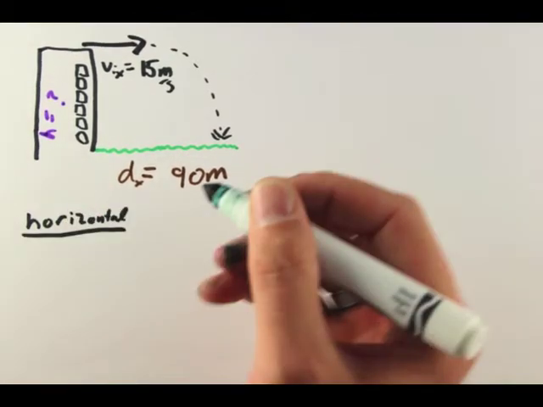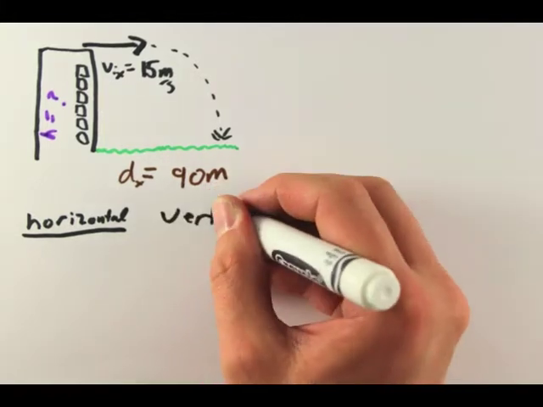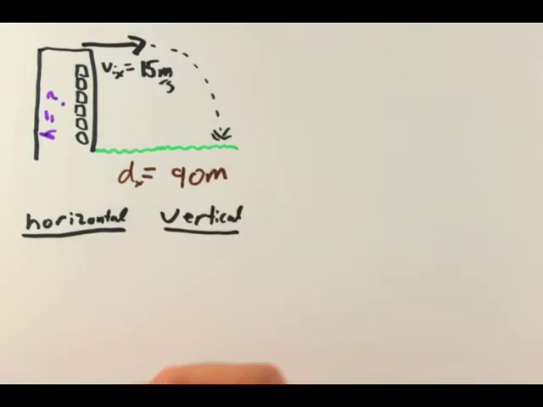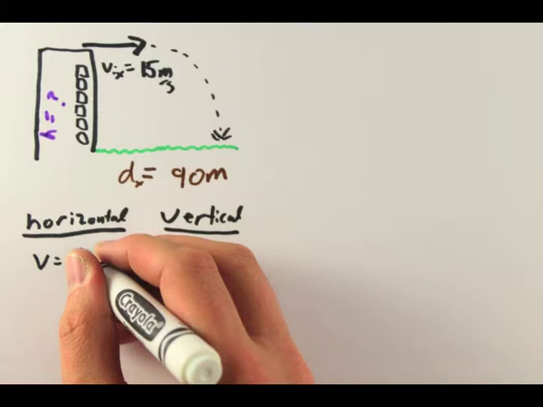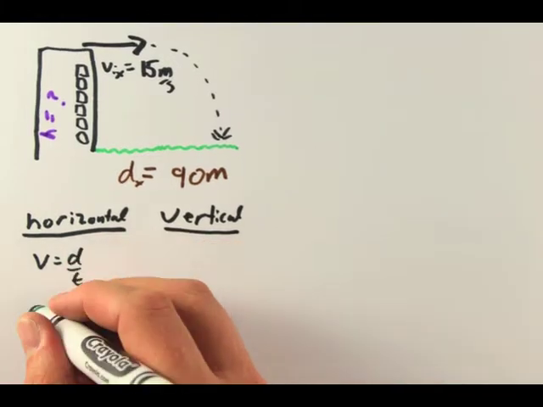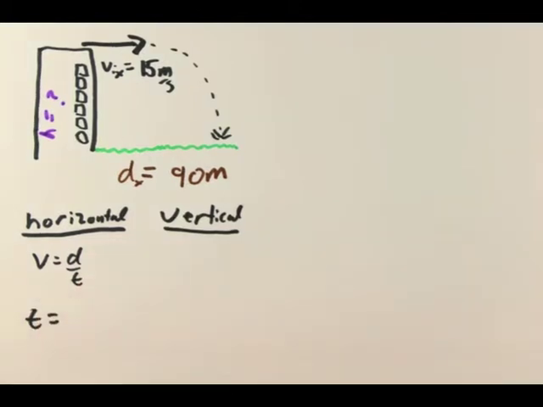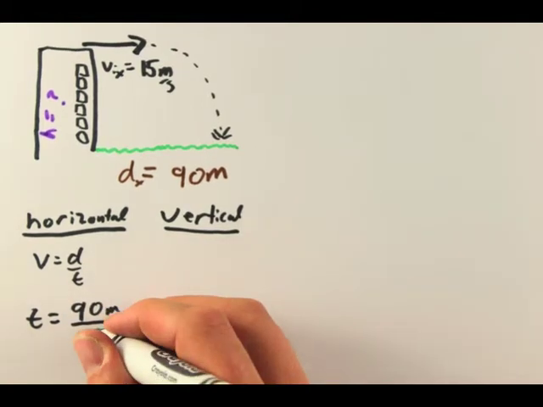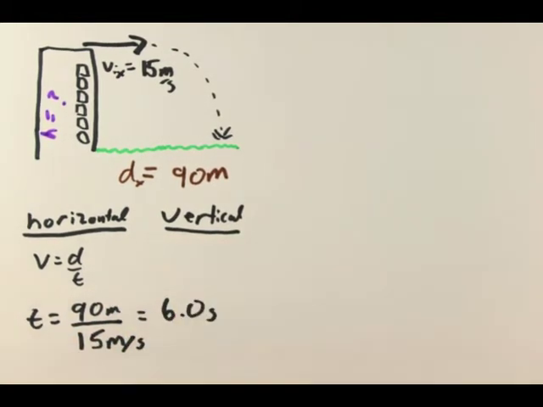Because this is a projectile motion problem, we need to split this into horizontal and vertical components. The horizontal part's the easiest. That's because the velocity stays the same, so we can use our v equals d over t formula, or distance divided by time. We can then rearrange that so that we find our time is equal to displacement over velocity, and put our numbers in for it. And that gives us 6 seconds that it took to hit the ground.